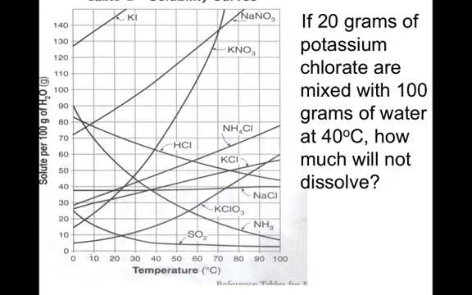So if I add 20 grams of potassium chlorate at 40 degrees, I'm looking at a point here. A saturated solution for potassium chlorate is here. So even though I added 20 grams, it doesn't mean that it'll all dissolve. At 40 degrees, the maximum I can fit in there is 17 grams. So 17 grams will dissolve, but the 3 grams remaining will not.